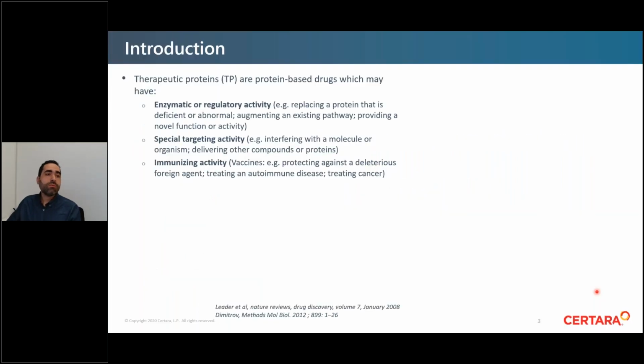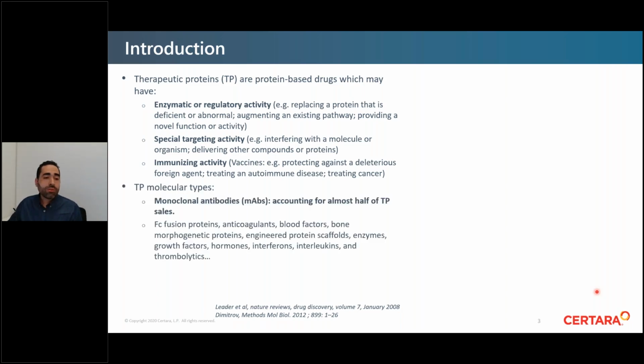Before starting, I wanted to begin with some basic definitions about therapeutic proteins. Therapeutic proteins are protein-based drugs which may have enzymatic or regulatory activity, such as replacing a protein, augmenting an existing pathway, or providing a novel function or activity. They may also have special targeting activity, such as interfering with a molecular organism or delivering other compounds and protein. Therapeutic proteins are also used as immunizing entities, such as in vaccines.